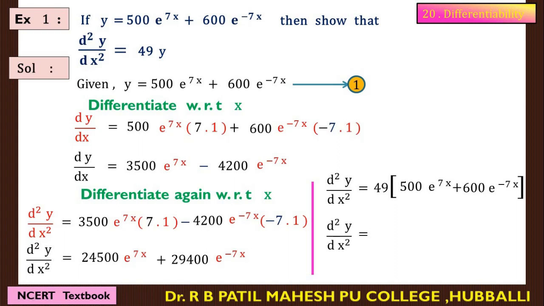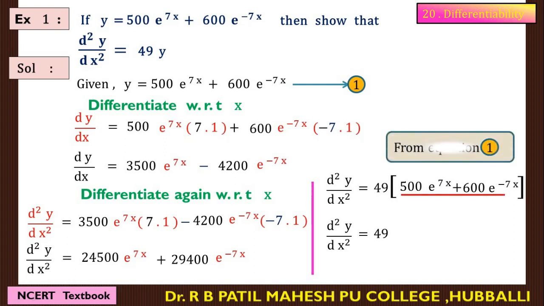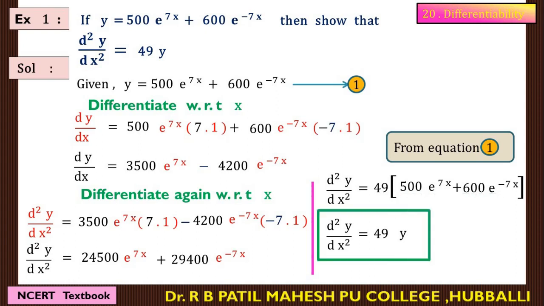So in the next step, 49 as it is, and this expression 500 e raised to 7x plus 600 e raised to minus 7x is nothing but y from equation 1. So we got the proof: 49y, hence proved.